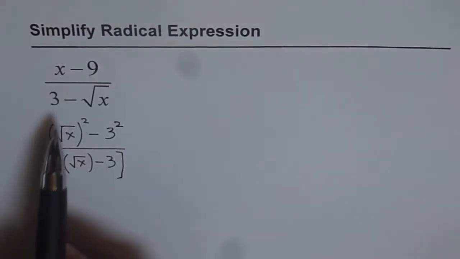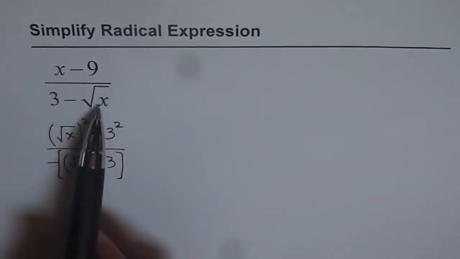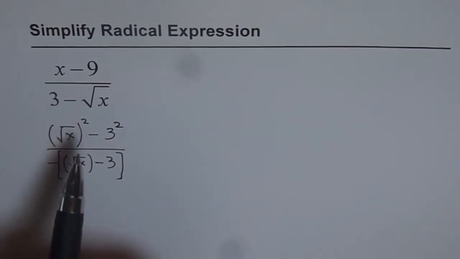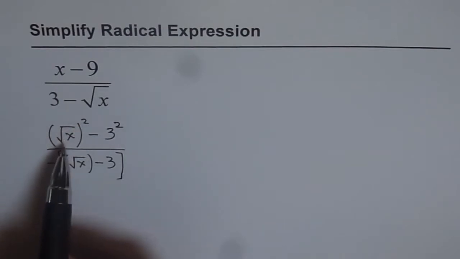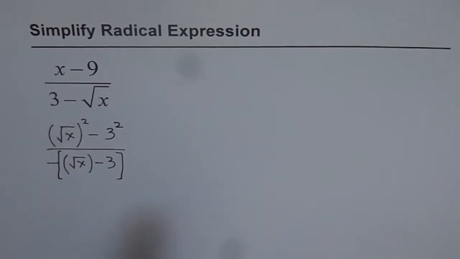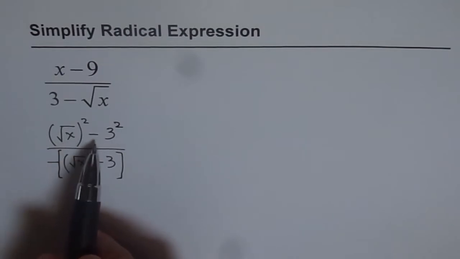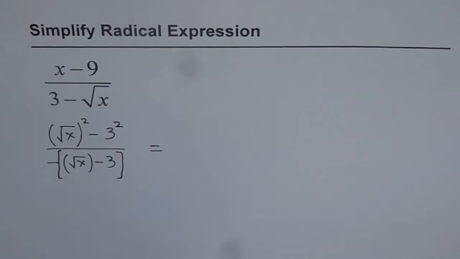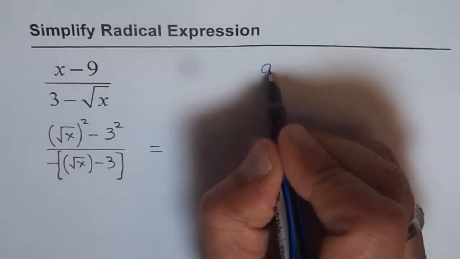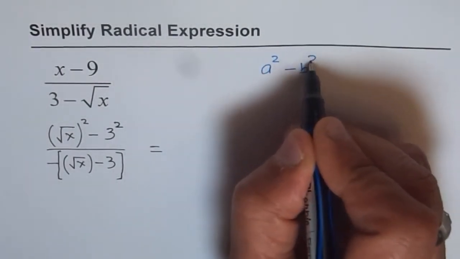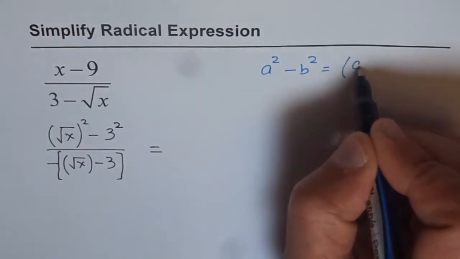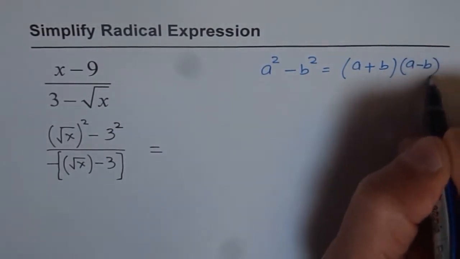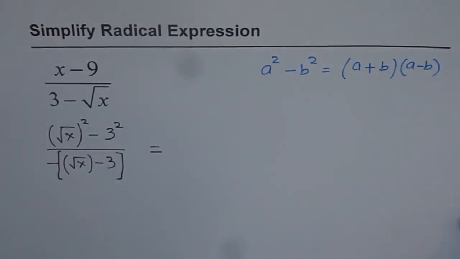So what I did was I factored minus out, so we could write this as square root of x minus 3 in the denominator, and in the numerator we have written x as square root of x whole square. The idea is to write this as a product of difference and sum, right? See how. Let me remind you, if you have a square minus b square, then you can always factor this as a plus b times a minus b, either way. So the same thing we are going to do now.